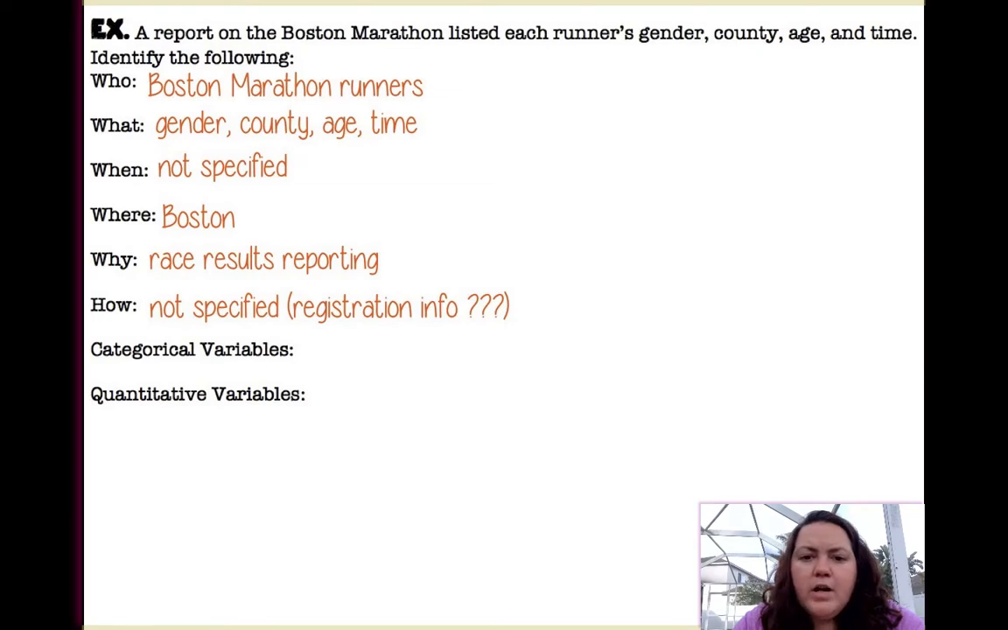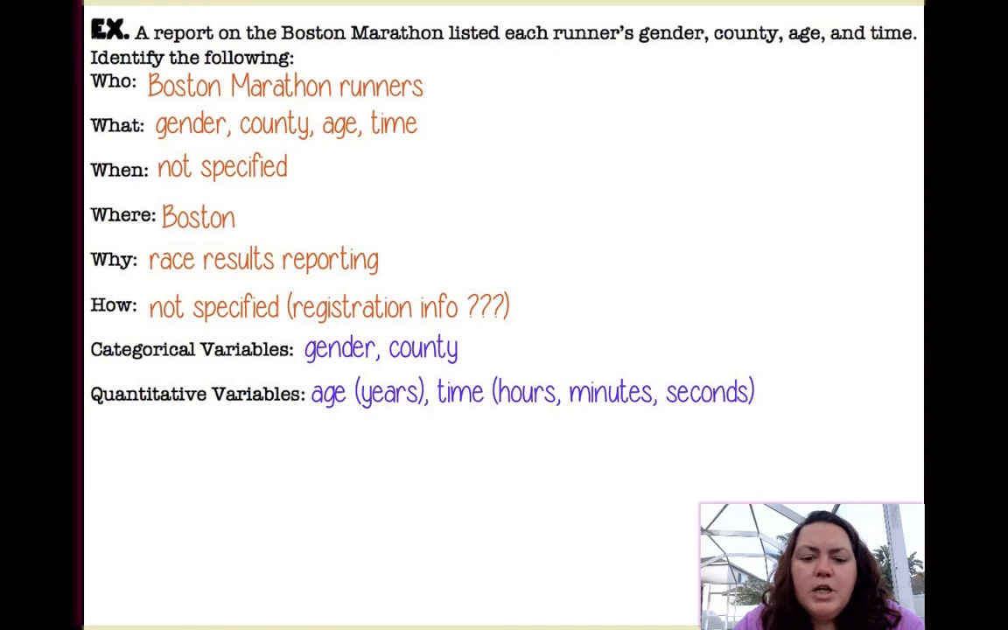And then what are our categorical variables and what are our quantitative variables? So the categorical variables would be the gender and the county. And the quantitative variables would be their age in years and the time in hours, minutes, and seconds. And when you're talking about quantitative variables, you want to make sure that you give the units.